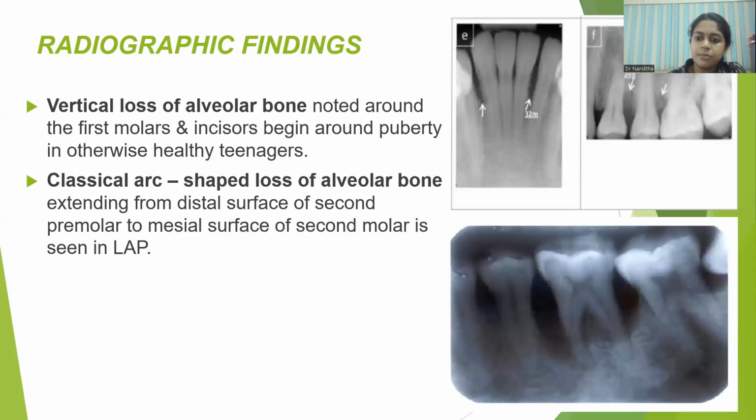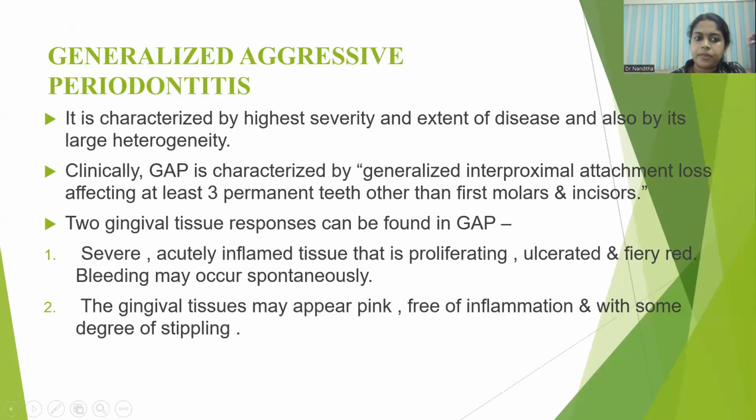Radiographically, we see vertical bone loss. We call it an arc-shaped defect or mirror image pattern of disease that is involving the distal aspect of the second premolar to the mesial aspect of the second molar. That is seen in the radiograph which is shown below.